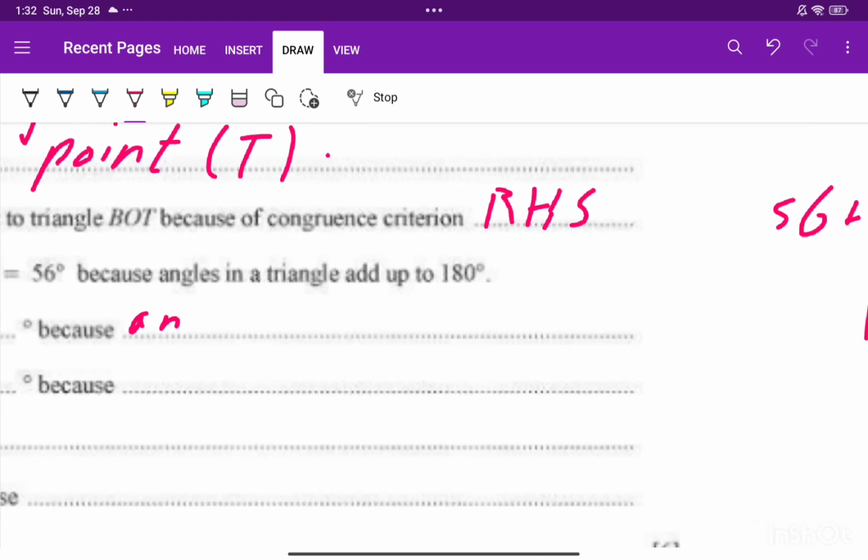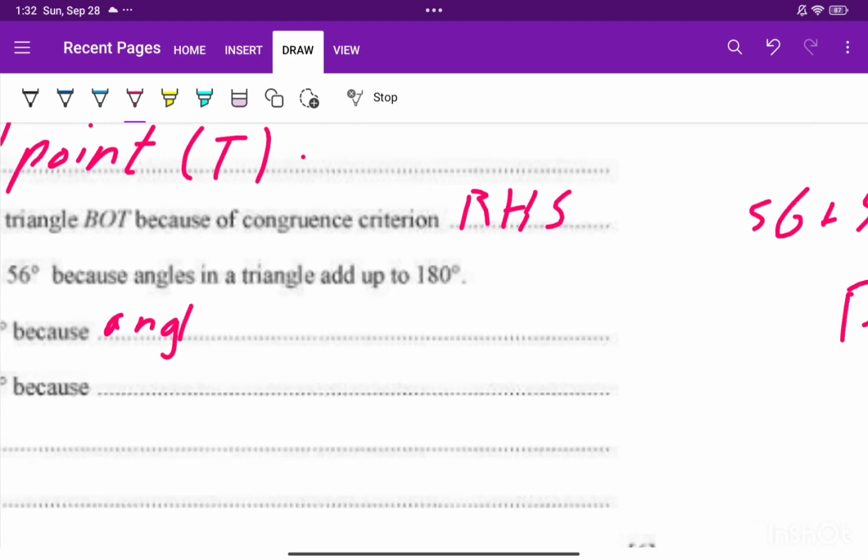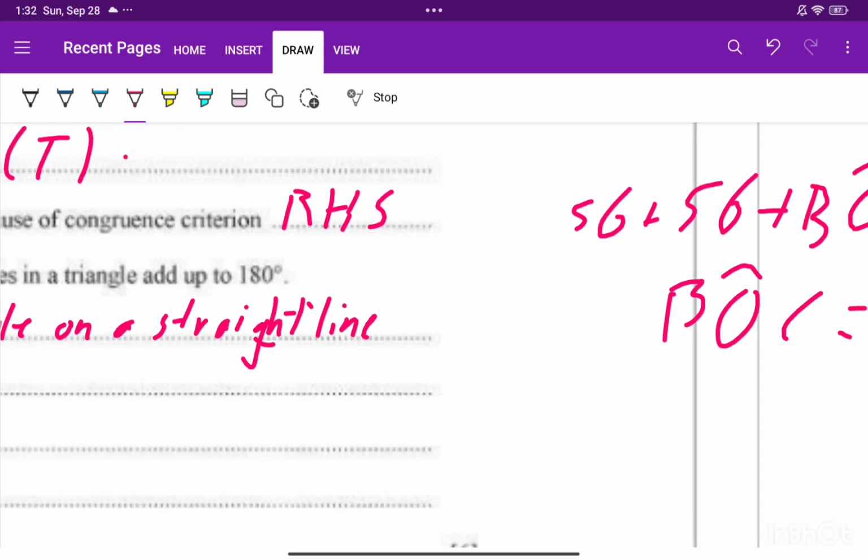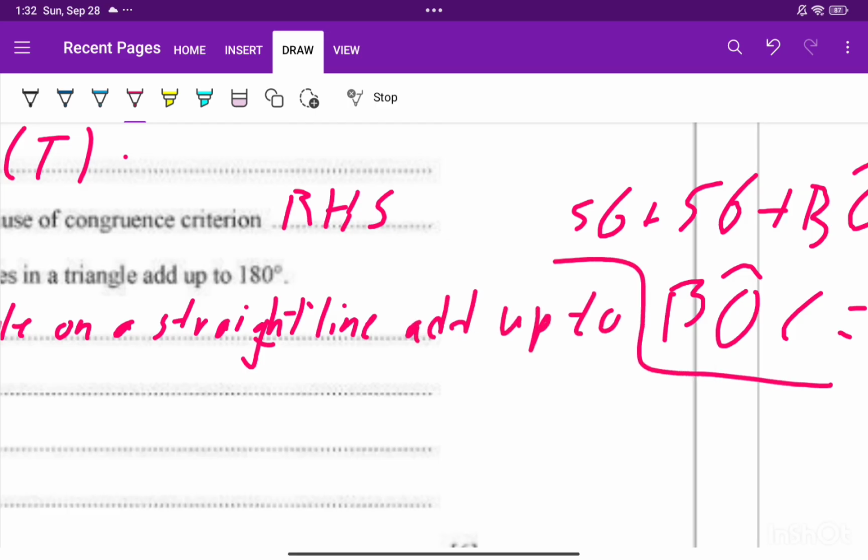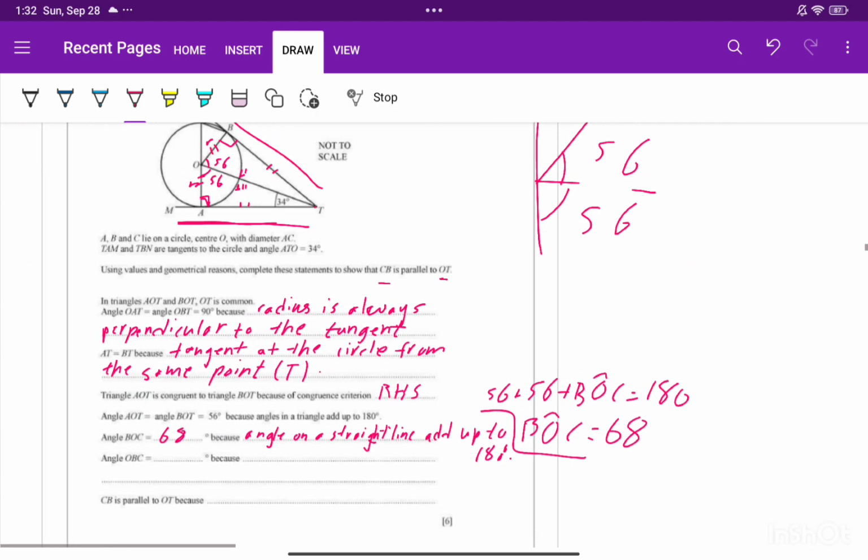You will write: angles on a straight line add up to 180 degrees.